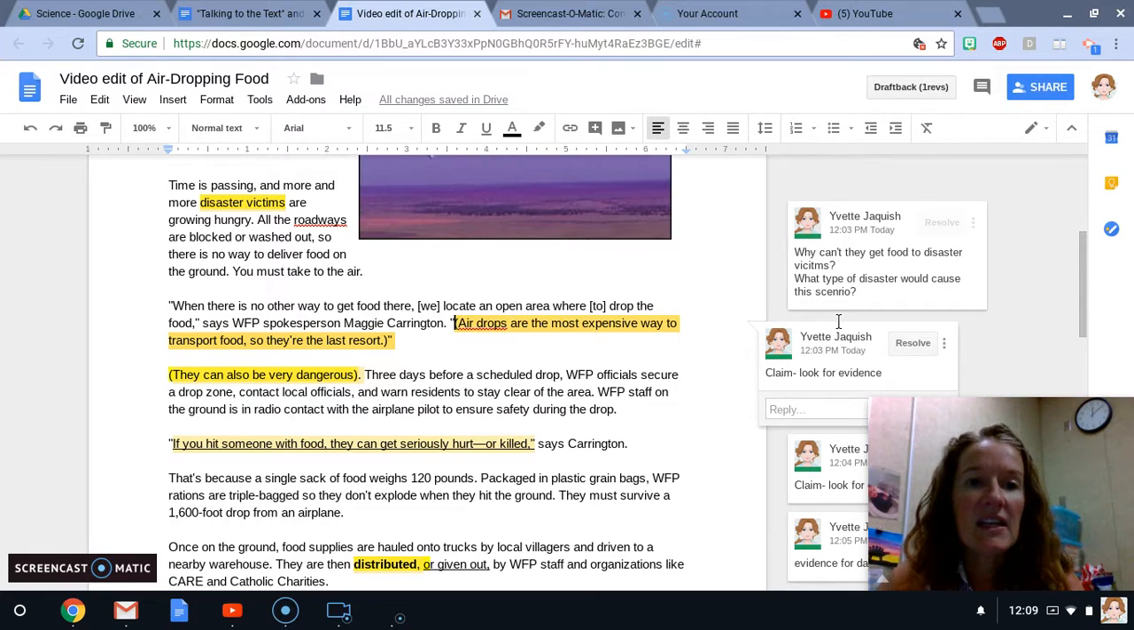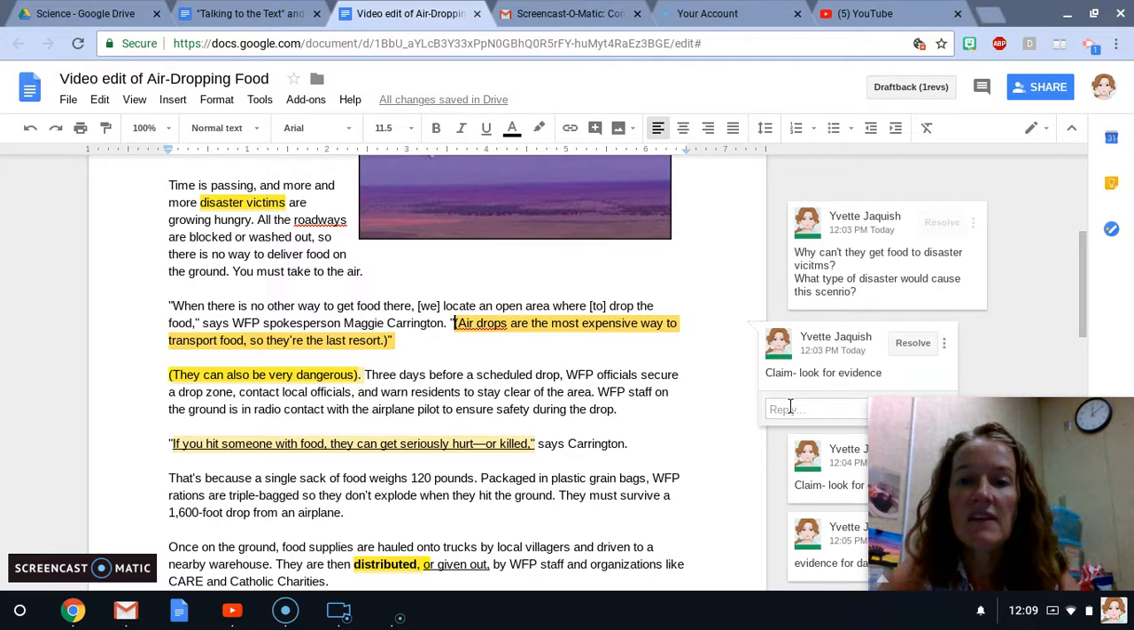Time is passing, and more disaster victims are growing hungry. All the roadways are blocked or washed out, so there's no way to deliver food on the ground. You must take to the air. When there's no way to get food there, we locate an open area where to drop the food, says the spokesperson. Airdrops are the most expensive way to transport food, so they're the last resort.